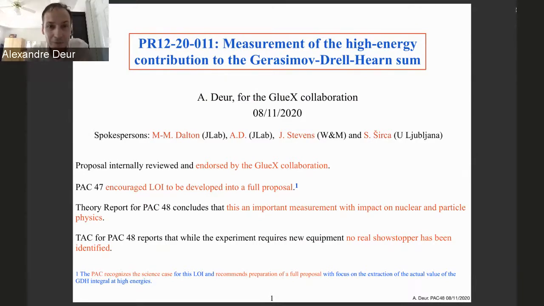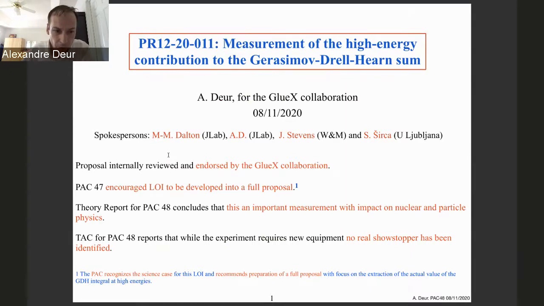So good afternoon. I'm going to present a proposal for measuring the high energy contribution to the GDH integral. The spokespersons for the proposal are Mark Dalton, myself, Justin Stevens, and Simon Shirka. The proposal was internally reviewed and endorsed by the GlueX collaboration, which means that if the proposal is accepted, the GlueX collaboration will support the installation, run, and the analysis of the experiment.